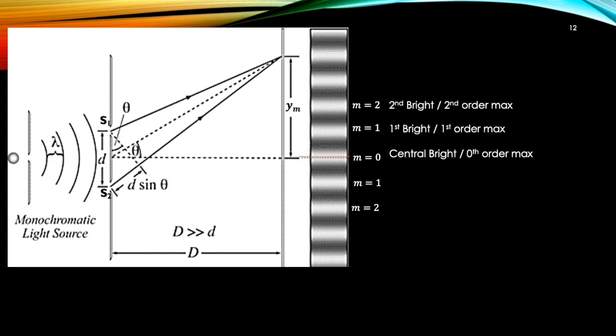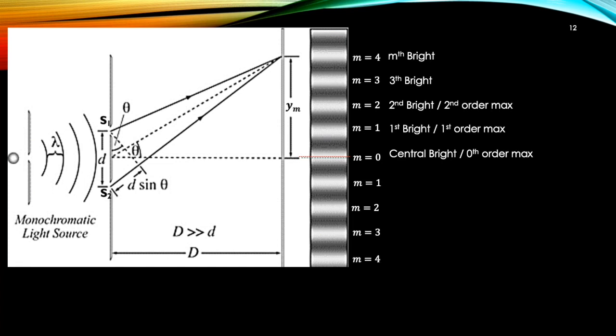At the center of the interference pattern, there is the central bright fringe, which is the 0 order maximum, and m equal to 1 is the first bright fringe or first order maximum, m equal to 2 is the second bright fringe or second order maximum, m equal to 3 is the third bright, and so on.